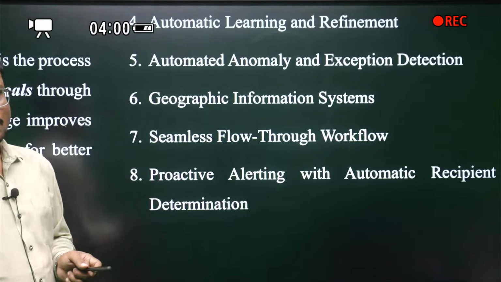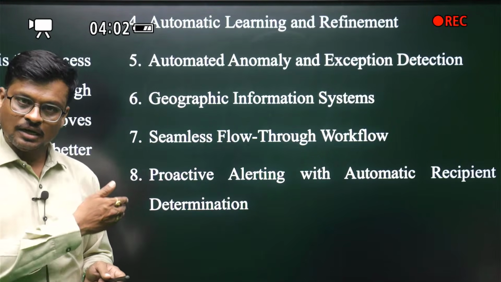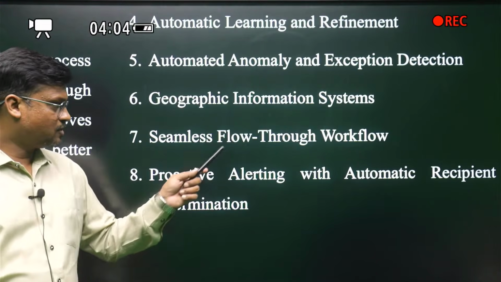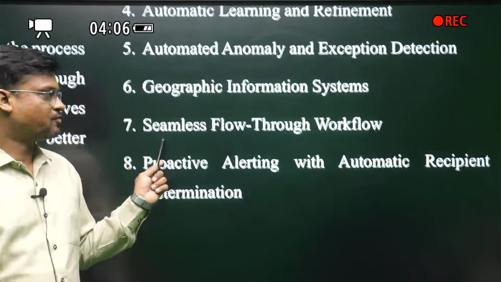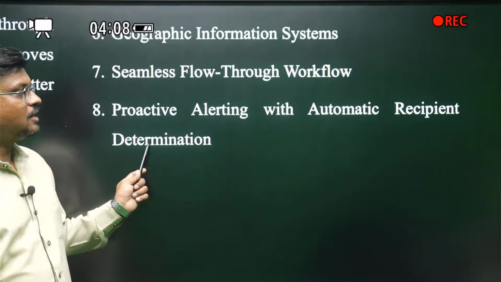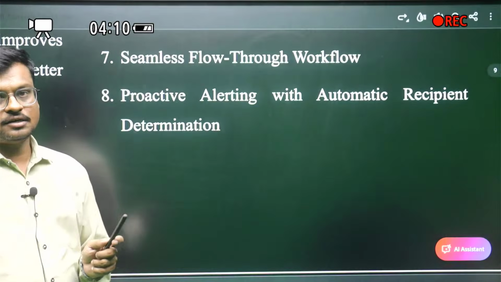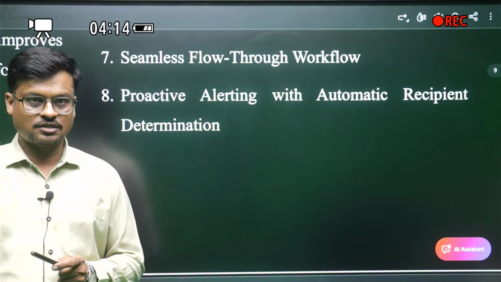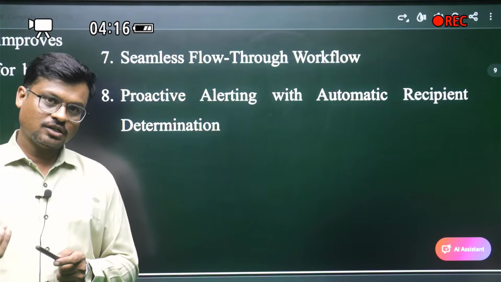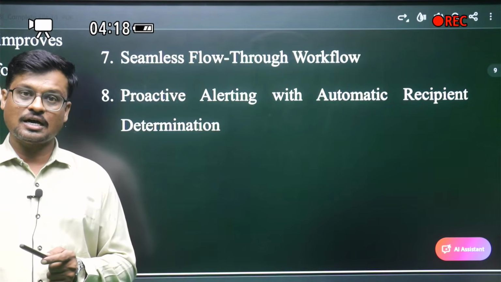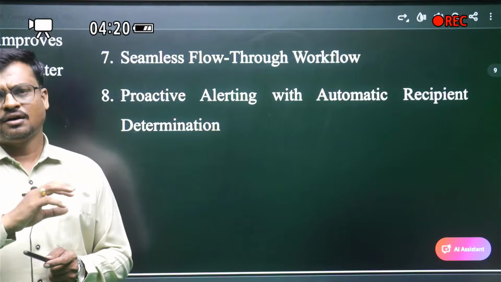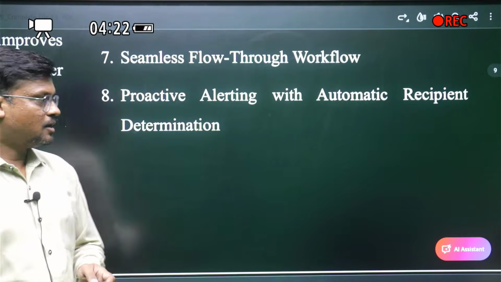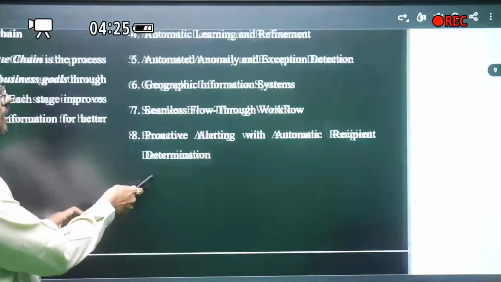Seamless flow through workflow techniques, like we have agile and lean workflow techniques. With that, we will be able to achieve this seamless flow. Proactive alerting and automatic recipient determination, right? Just now we have seen the different styles of business intelligence, no? We can also generate the reports and send the alerts based upon the conditions you apply.